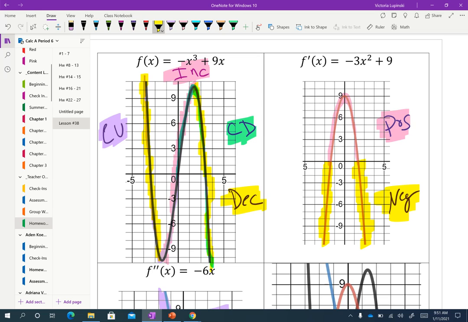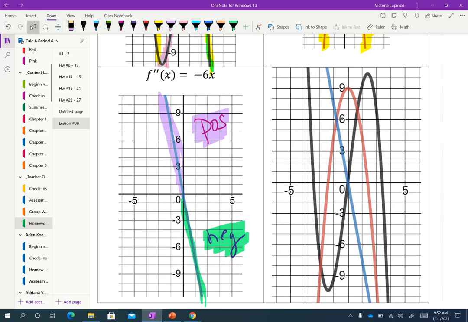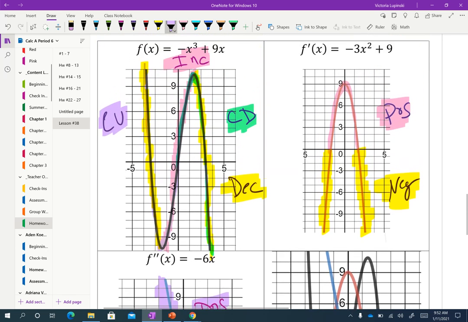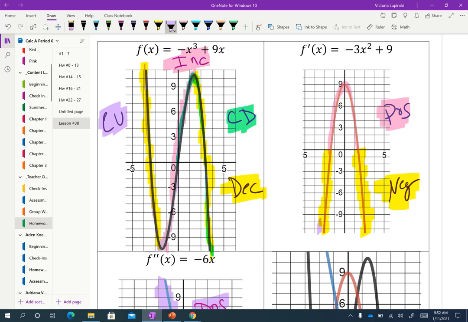So everything that the second derivative tells us about the original, everything that the first derivative tells us about the original, the final step is what are the other things that the second derivative tells us about the first derivative. So if I go back to the second derivative and I again highlight the region where the second derivative is positive, that is supposed to tell me on the graph of the first derivative where the graph is increasing. And I think that if we did that, you would see that it works.